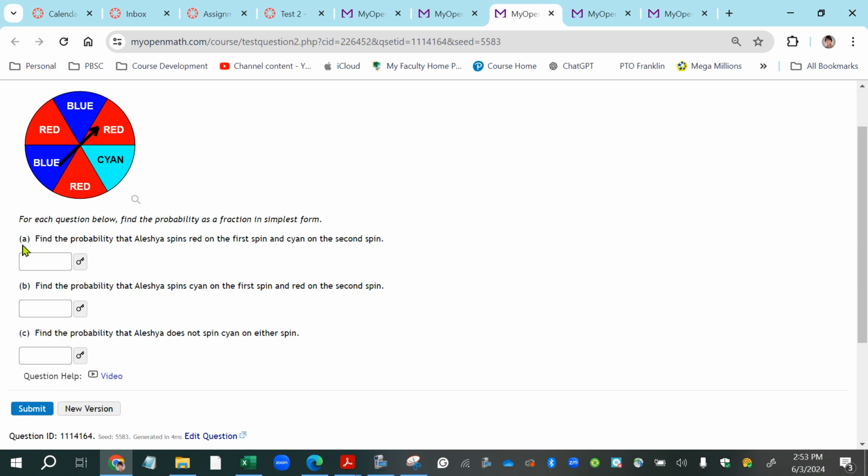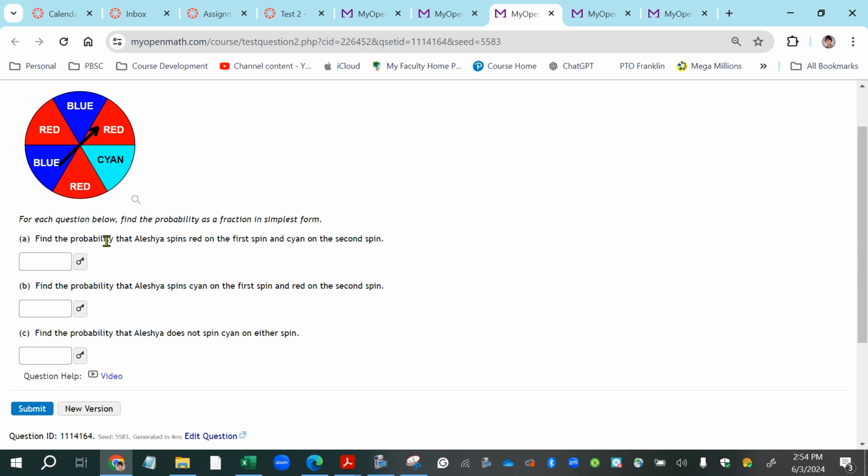And then each of these A, B, and C parts are going to ask us different questions about landing on either red, blue, or cyan. And we are asked to find the probability as a fraction in simplest form for all of these parts.